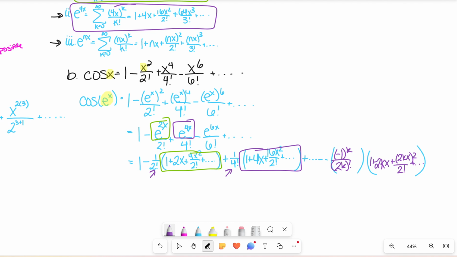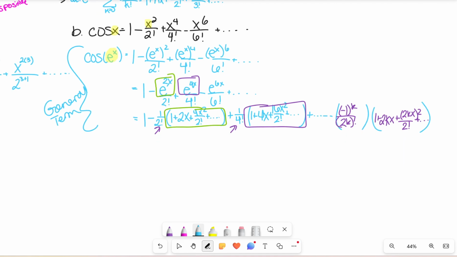Alright, so moving on to the next part, going back to the original problem, it says find the first 2 non-zero terms. So I already know that this is going to be my first term. I know my first term is 1. So we're going to make kind of a switching gear. So this is what's happening right now. This is my general term. If I want the full expansion, this is what I'm going to do. But I only want the first 2 non-zero terms. So in that case, cosine e to the x, I know that my first term is 1.